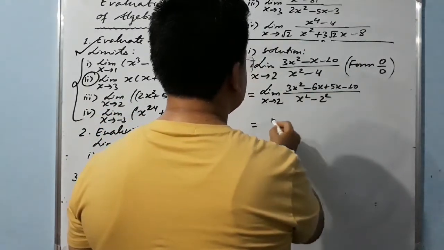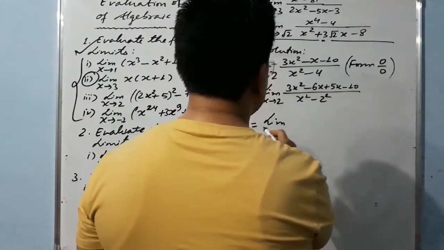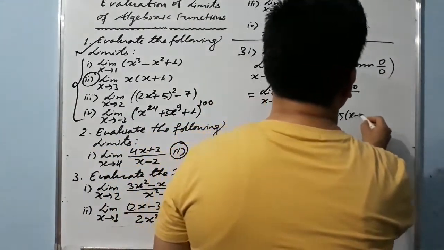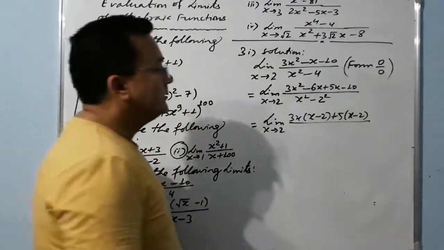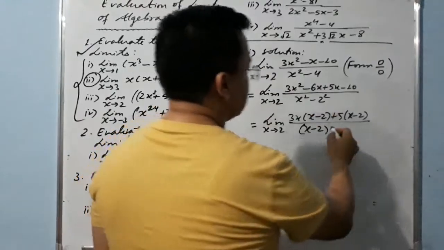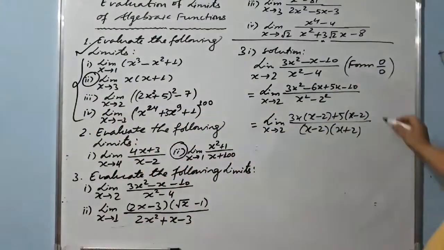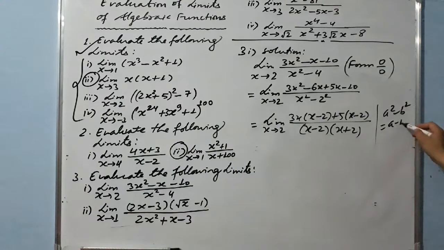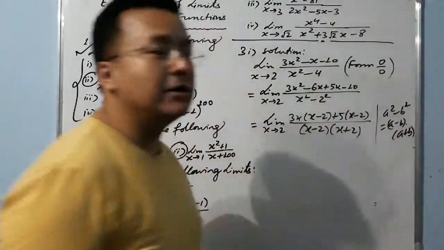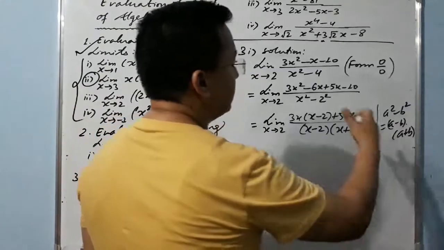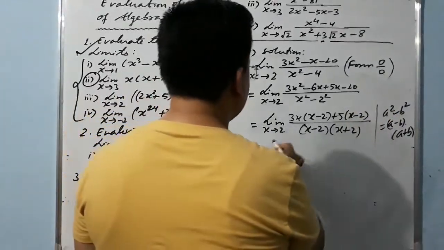Limit as x tends to 2 is equal to the limit of this as x tends to 2. Let's take 3x common, x minus 2 plus 5 times x minus 2, right? Upon x minus 2, x plus 2. I have used the a square minus b square formula. What is the formula? a minus b into a plus b. Lack of space, I have written like this. Otherwise, you are not permitted to write like this in your copy, answer sheet or notebook, right? I couldn't find space there, so I have written like this. a minus b into a plus b, right? Okay, let's simplify.